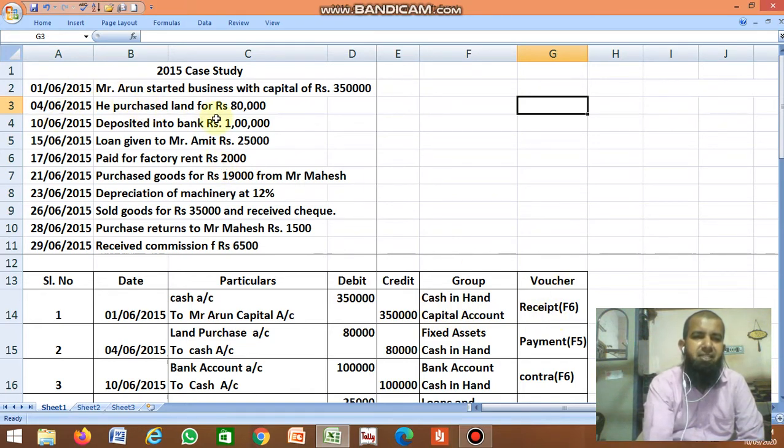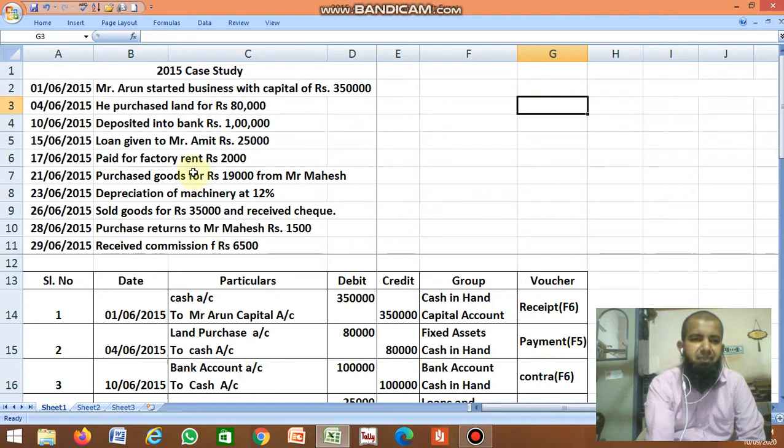Second one, he purchased land for rupees 80,000 on 4/6/2015. So land account is debit, because he received the land, and cash account is credit. Land account comes under fixed assets. Cash account comes under cash in hand. So here he purchased the land and paid the amount. There is no due, no balance remaining. He paid the full amount, so the voucher is payment.